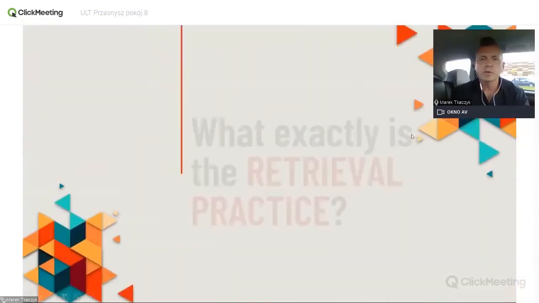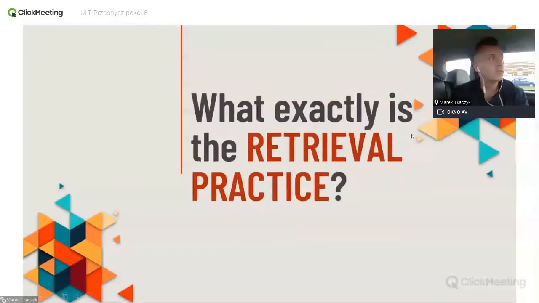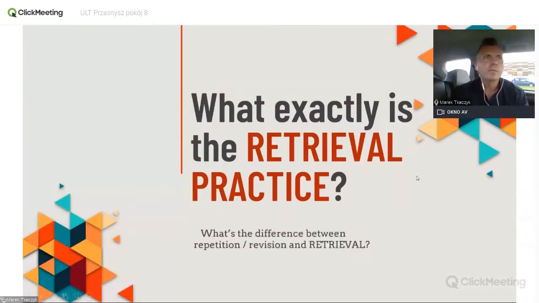So this is what I want, first of all, to show to you. What exactly is retrieval practice? What's the difference between repetition and revision? Because people very often confuse those terms. Retrieval is not repetition, it's not revision, although it does include those things.